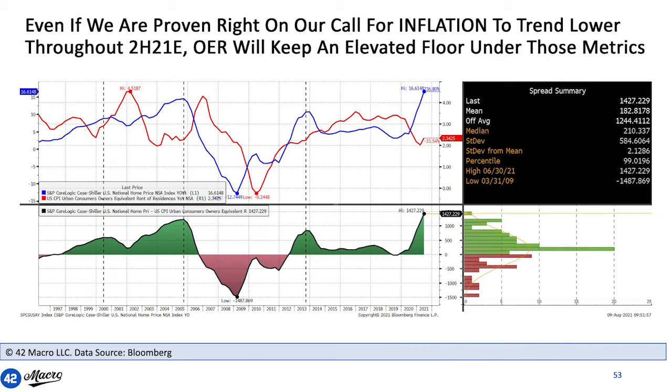I say that to say this. Even if we are proven right on our call for inflation to trend lower throughout the second half of '21, OER, owner's equivalent rent, will keep an elevated floor under those metrics. Owner's equivalent rent has already bottomed.